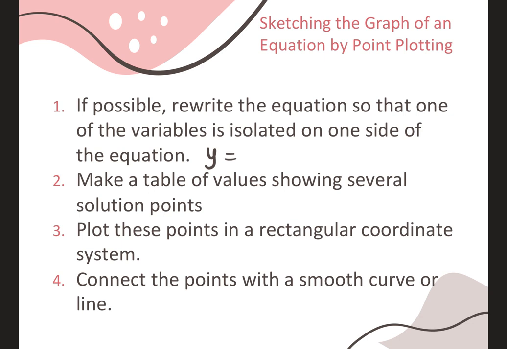Second is making a table of values showing several solution points, meaning literally use a t-chart. If you have no idea what a graph looks like, start with a t-chart. And I would say start with things like -1, 0, and 1. You might have to add to those points. You might have to shift in one direction or another if your graph does not exist in that area. But it's a good place to start if you have nowhere else to start.